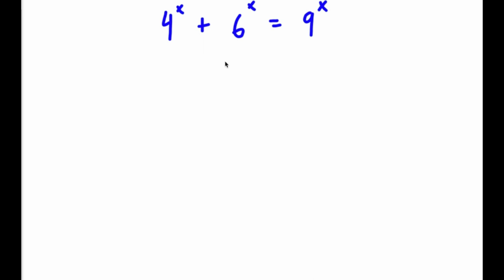In today's video, I'm going to be teaching you guys how to solve this exponential equation. So we have 4 to the power of x plus 6 to the power of x is equal to 9 to the power of x. Now what I'm first going to do is start by dividing both sides by 9 to the power of x.